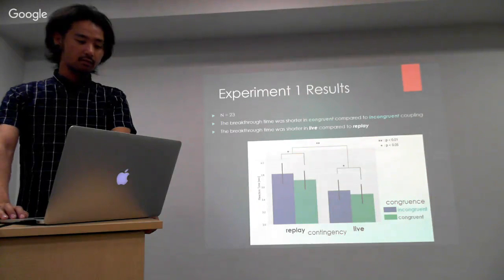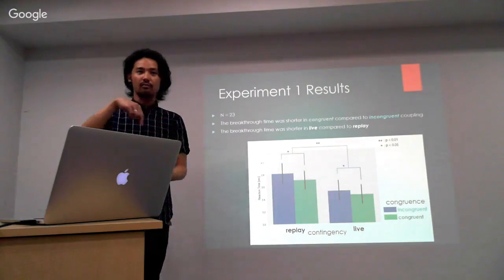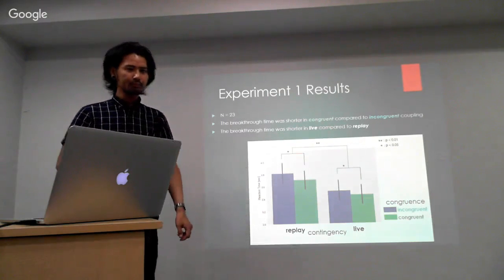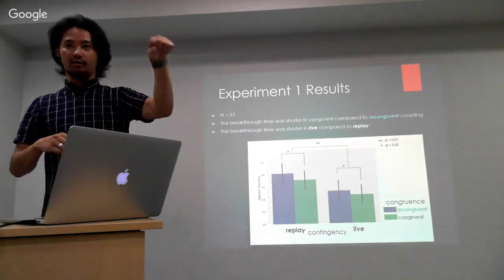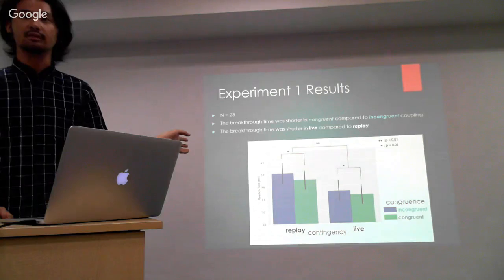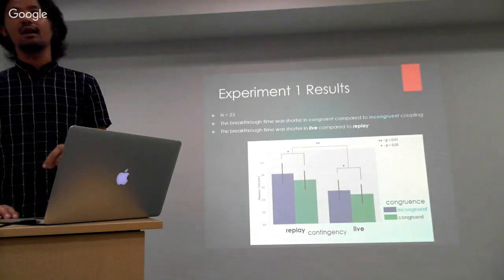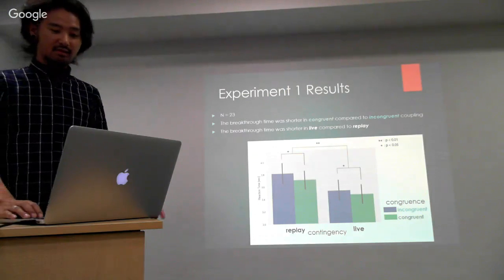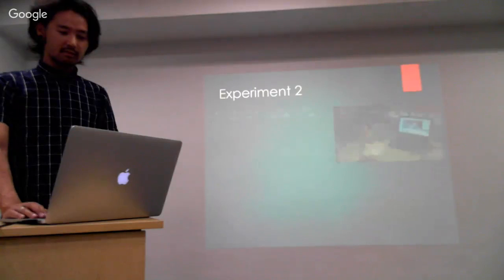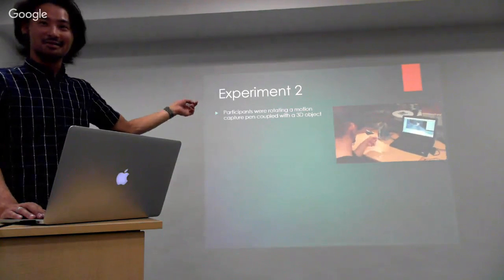And we found, not so surprisingly, that congruent movement breaks through the mask earlier, but also live coupling does. When you actually move the object in front of you, people perceive the object, perceive is maybe not a good word, just report it earlier than in the replay condition. And the Geomagic Touch, finally I use it.